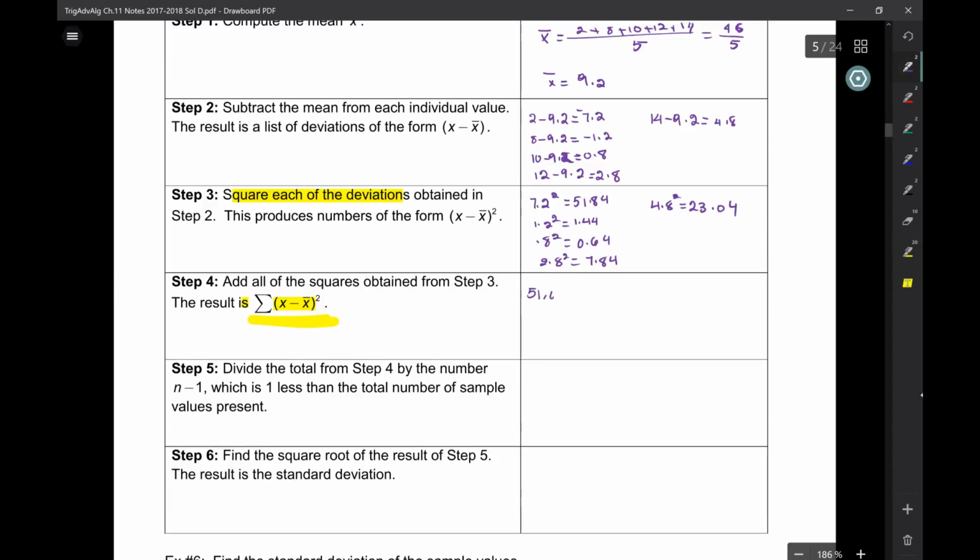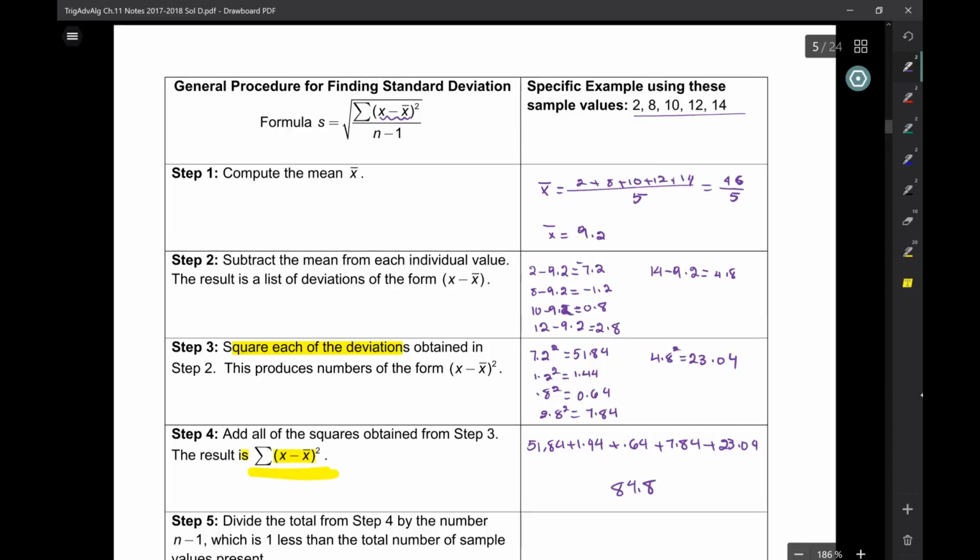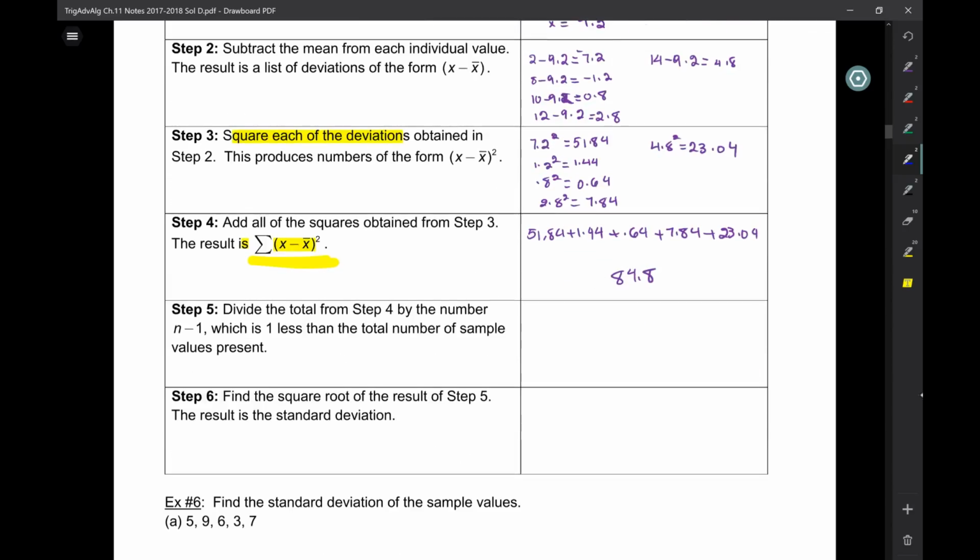51.84 plus 1.44 plus 0.64, 7.84, 23.04, and I get a whopping 84.8. Okay? So, I did the sigma here in blue. What's after the sigma? You divide by n minus 1.